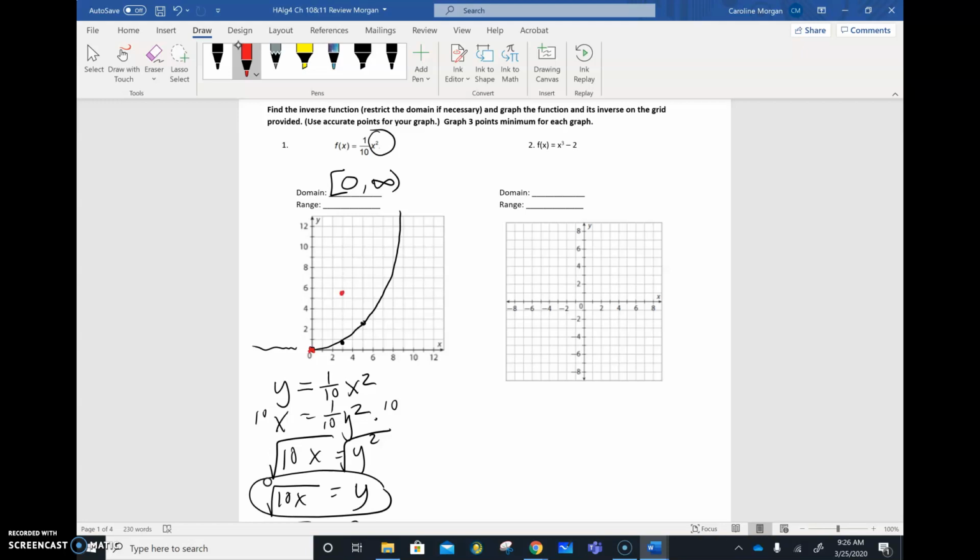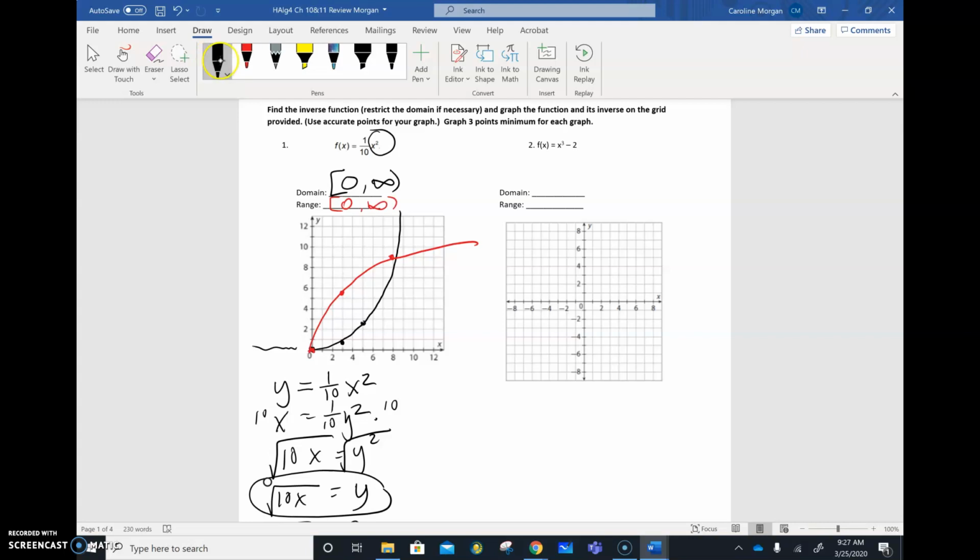Let's go to about 8 and see what that says. So I get the right shape on this graph. 8 is almost 9. So 8 to here. So there is my inverse. Okay? And it does say graph 3 points minimum. And if I ask you to give me an XY table, you can do that easily. So the range in this case is 0 to infinity as well.